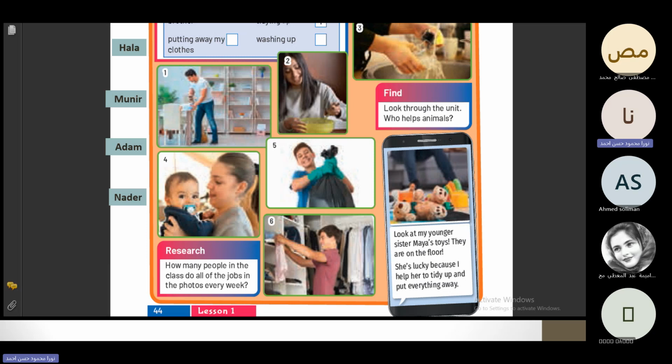So, what does Nader do? Yes, he looks after his little brother, and this is photo number 4. Excellent. You are astonishing.